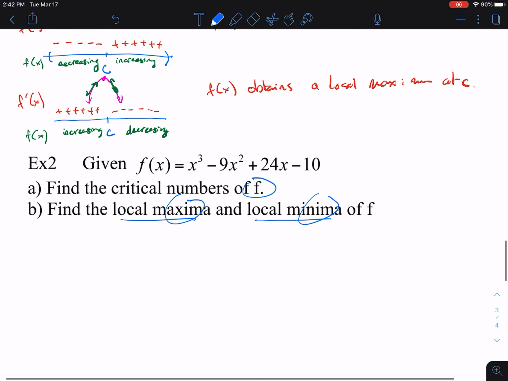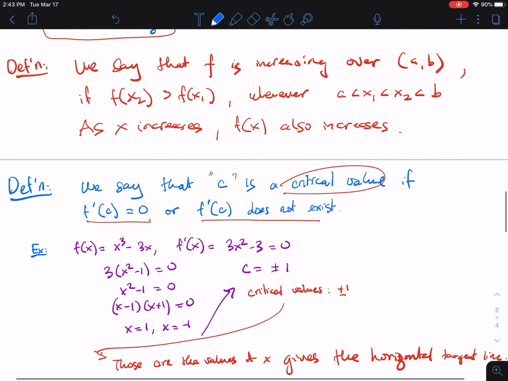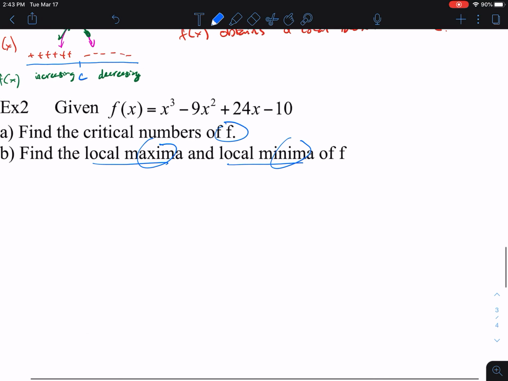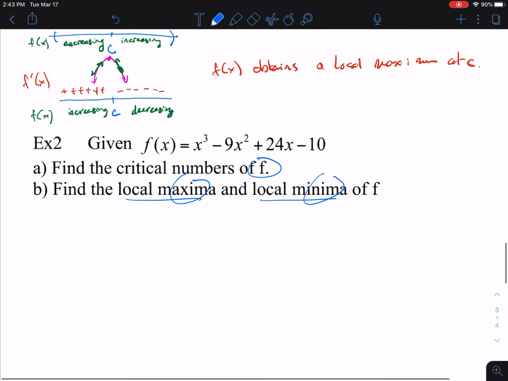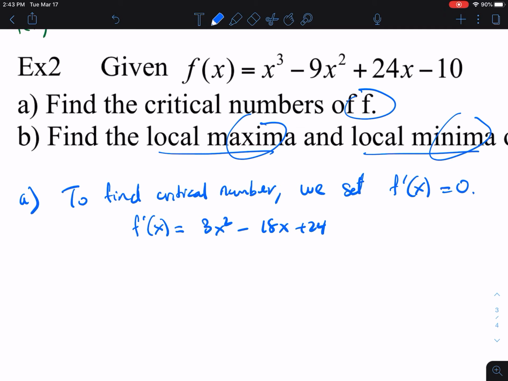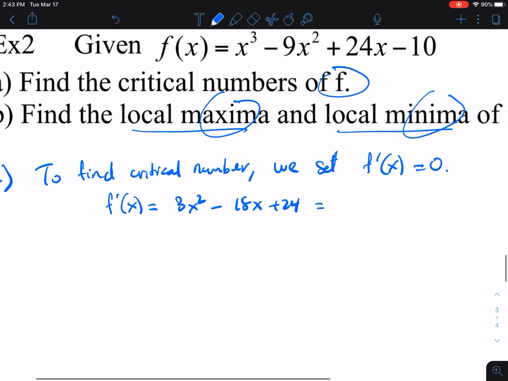To find critical numbers, recall that critical numbers are defined as when the derivative is equal to 0. So for part A, to find critical numbers, we set f prime of x equal to 0. That means we have to find the derivative of the function. So f prime of x equals 3x squared minus 18x plus 24 using the power rule, and we want to set this equal to 0.